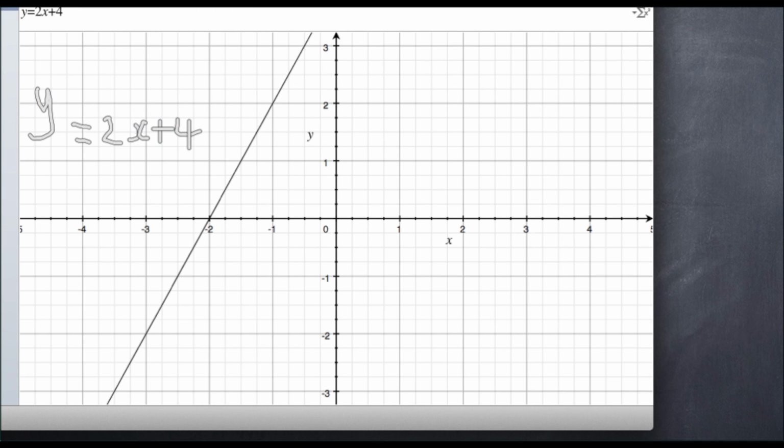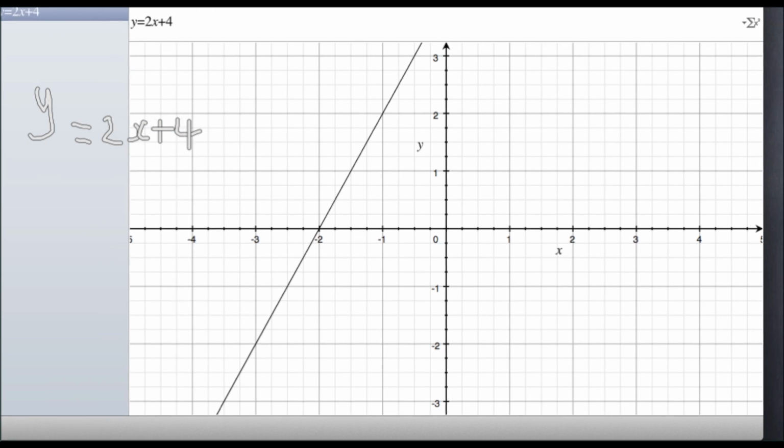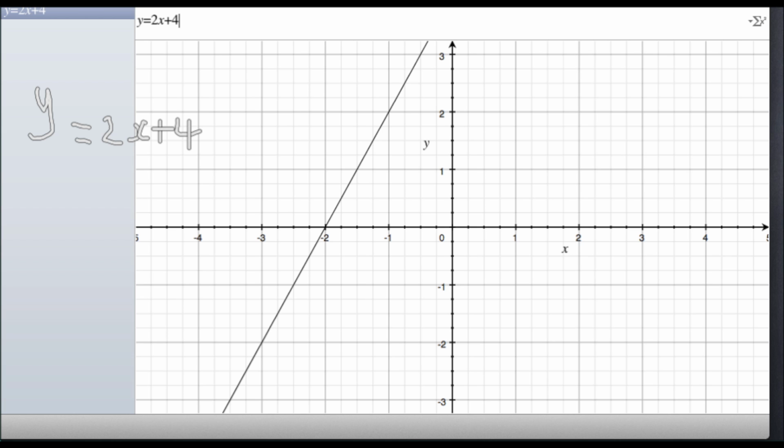So it's y equals 2x plus 4, and this line over here is what that graph is. As you can see, it's a straight line, and that's what y equals 2x plus 4 is. Now, the reason why it comes out this way is, well, I'll show you. So this is the x-axis.